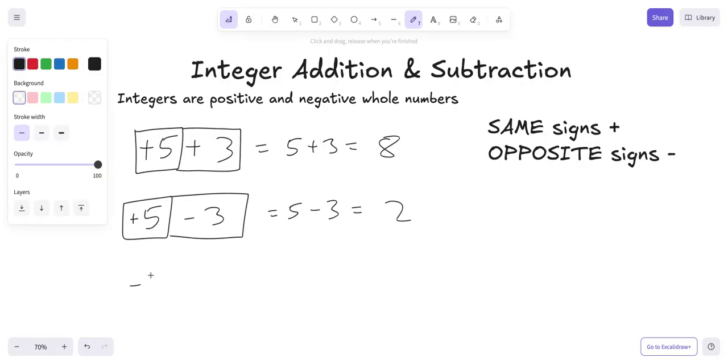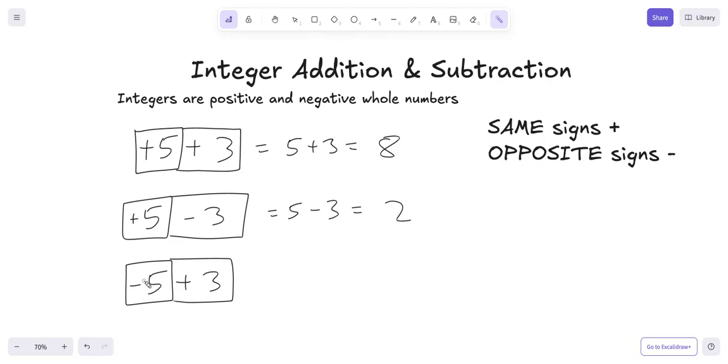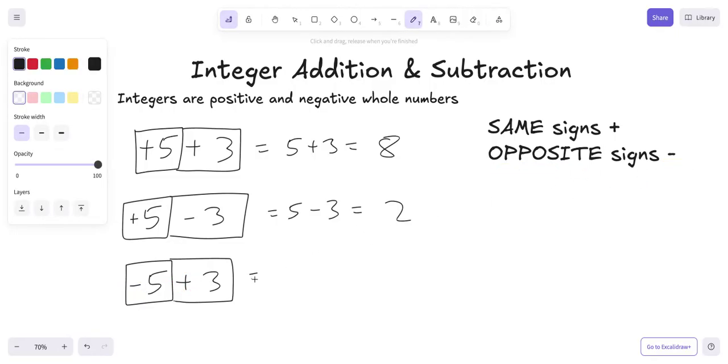If I have negative 5 plus 3, again, we have opposite signs. 5 is negative, 3 is positive. Signs are opposite, we need to subtract. Now when we subtract, we do the bigger absolute value minus the smaller one, and then we get 2.